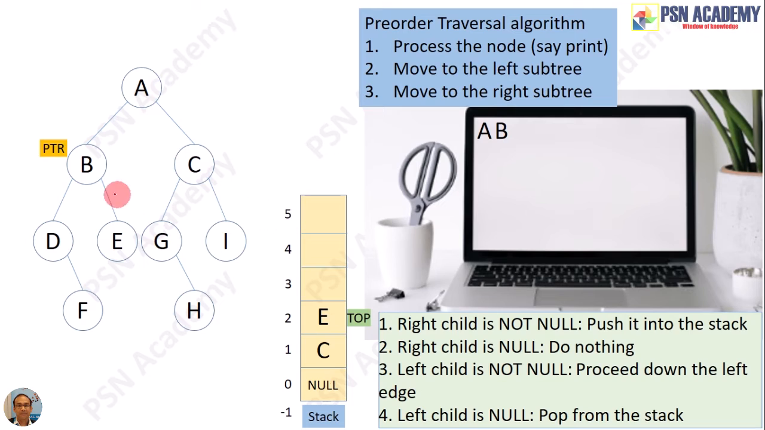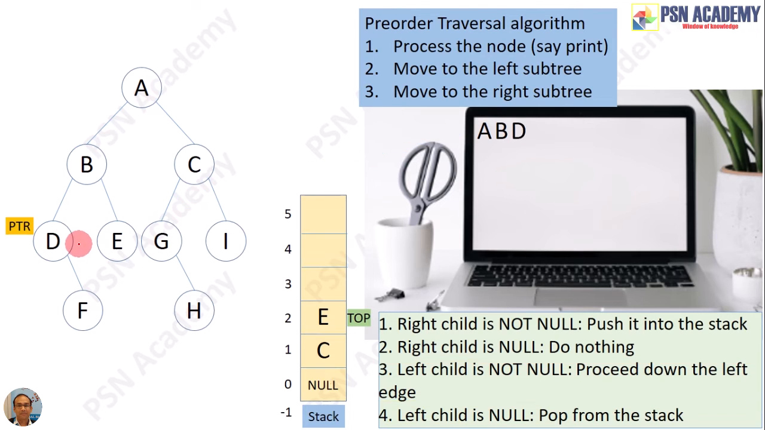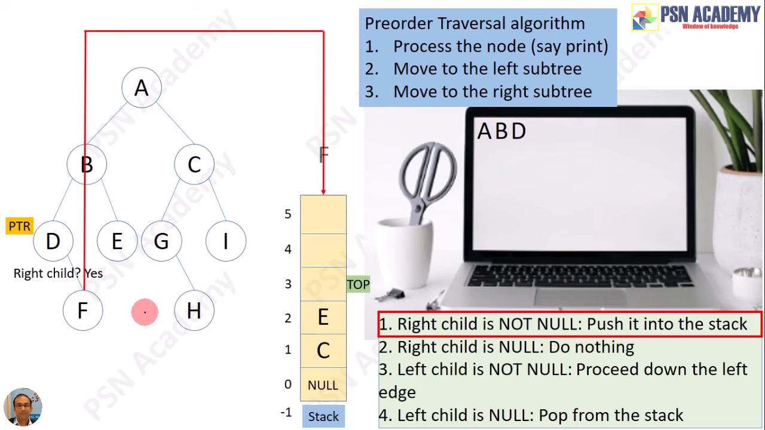Then you should move towards the left side. But before moving, you check whether the left child is there or not. Yes, there is a left child, that is D. So perform the third rule, that is proceed down the left edge. So this is a new node. The first job is to print D. Next, you check whether there is a right child or not. Yes, there is a right child. So perform rule number 1. Increase top and push F into the stack.